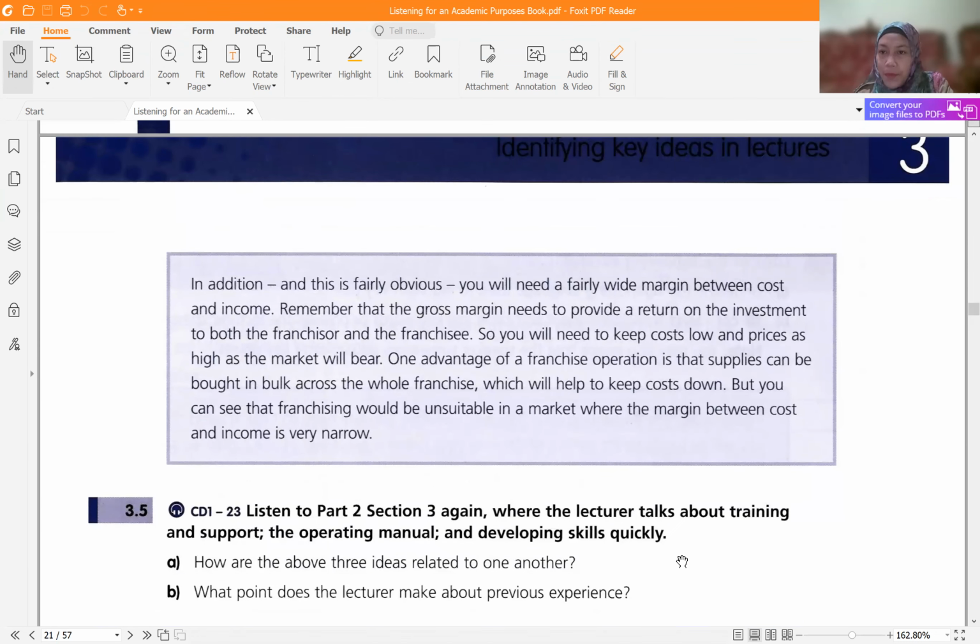Okay. So now it is time for you to listen to the audio one more time by looking at the transcript that I'm going to share with you. And then please answer the questions from Task 2 and also Task 3. There are some questions that you need to answer. You need to think carefully in identifying key ideas, because there are so many things that you have to listen to at the same time.